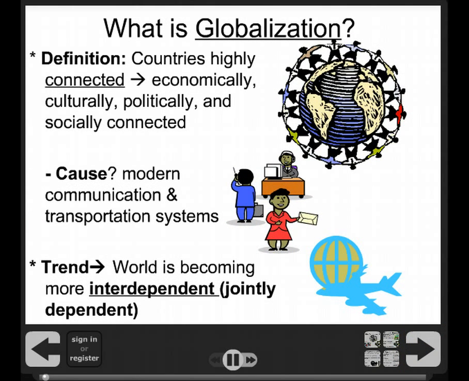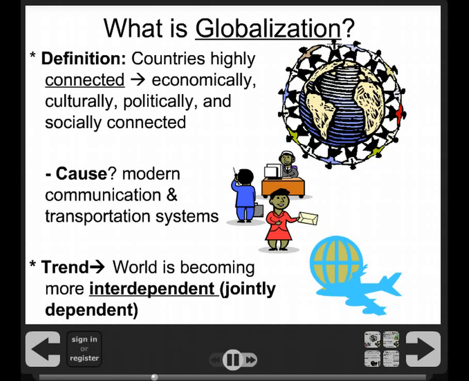What is globalization? Well, globalization is a fairly new trend that's happened over the last 50 years in the world. And if you look at the word itself, you can tell that it's about the earth as a whole. And the definition is that countries are now very highly connected economically, culturally, politically, and socially. They are connected in many, many ways.